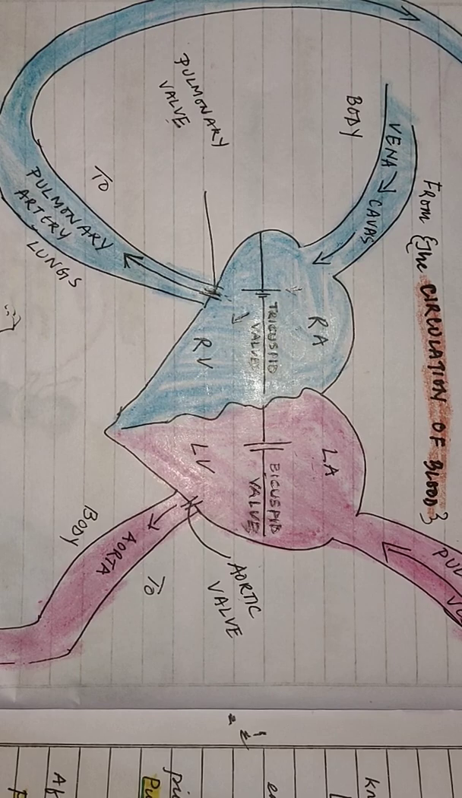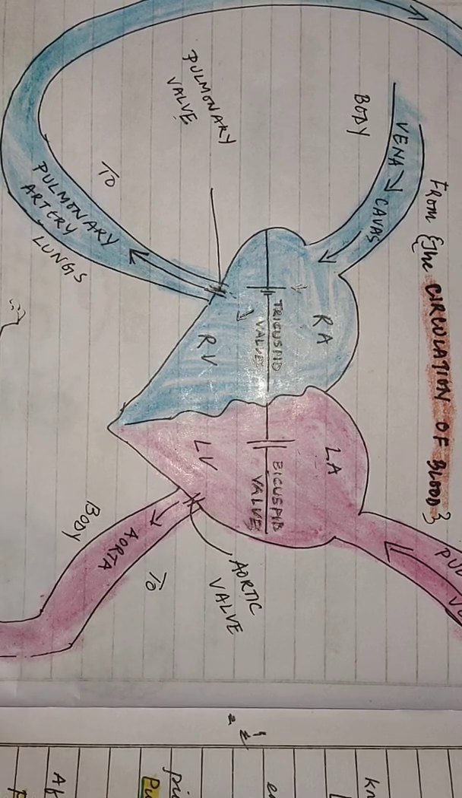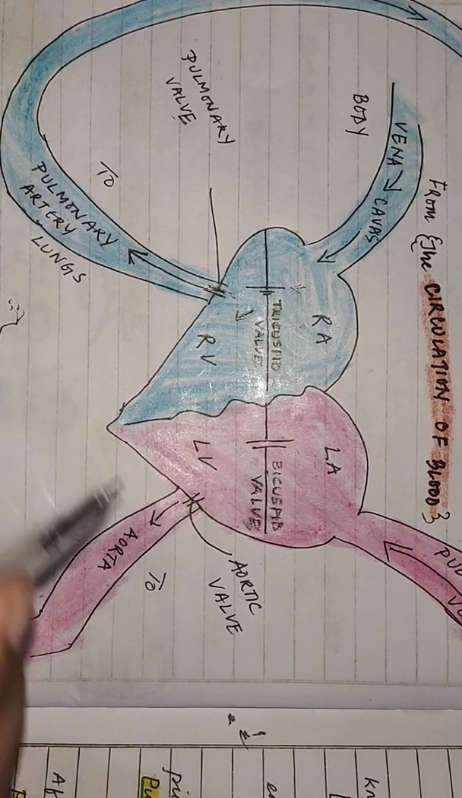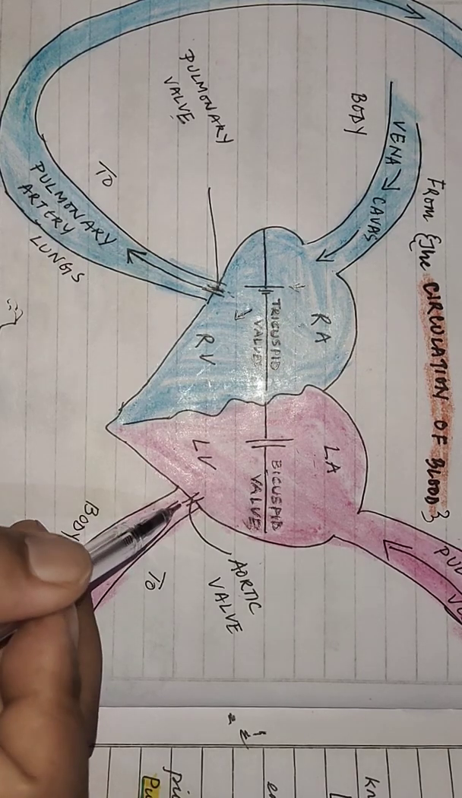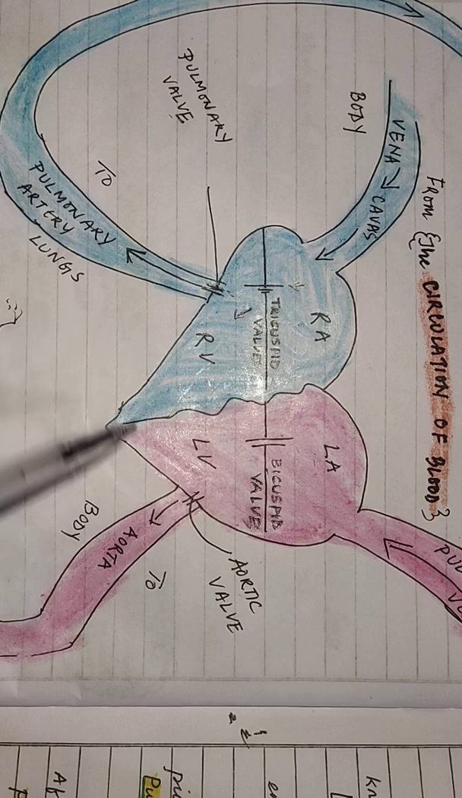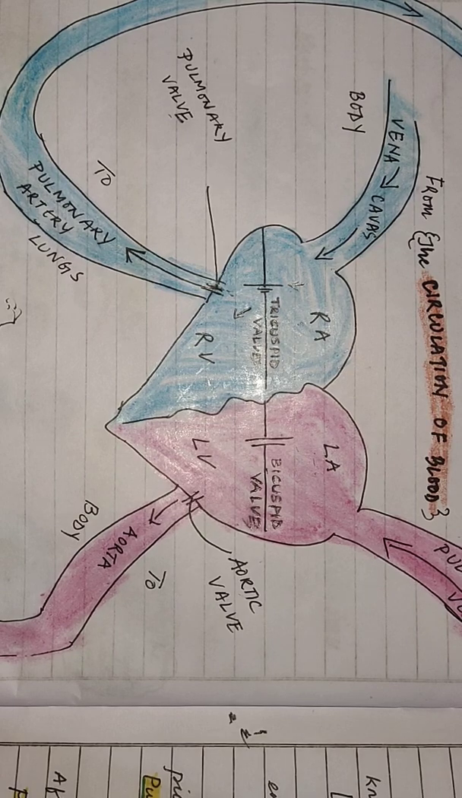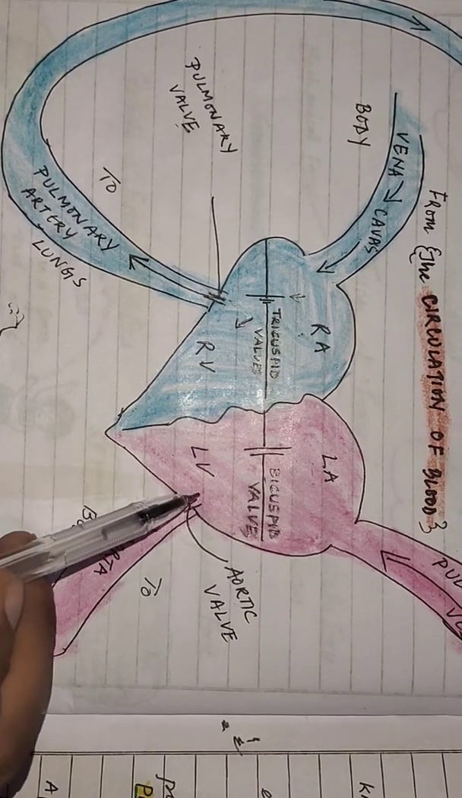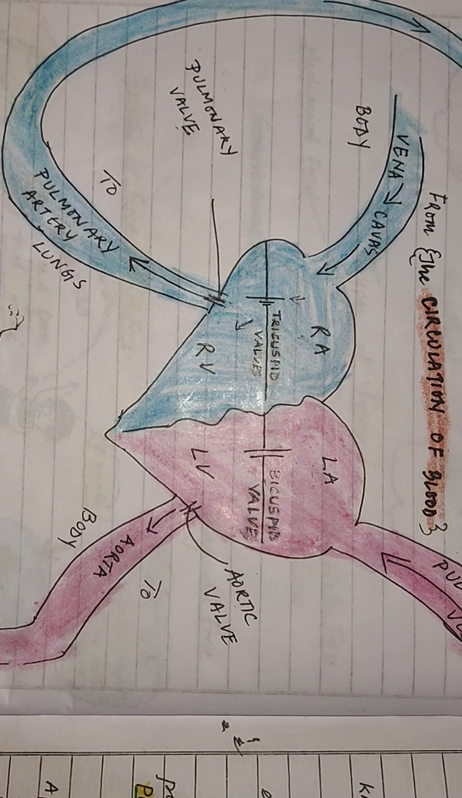From the left ventricle, the blood is picked up by the largest artery, the aorta. Over here also, we have an important valve known as the aortic valve, which prevents the backflow of the oxygenated blood. From here, it is picked up by the largest artery, the aorta, to the body.